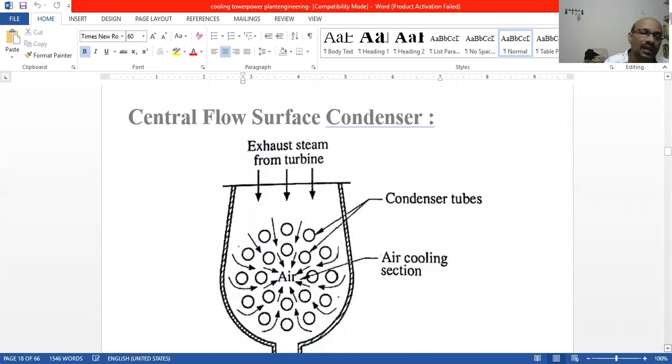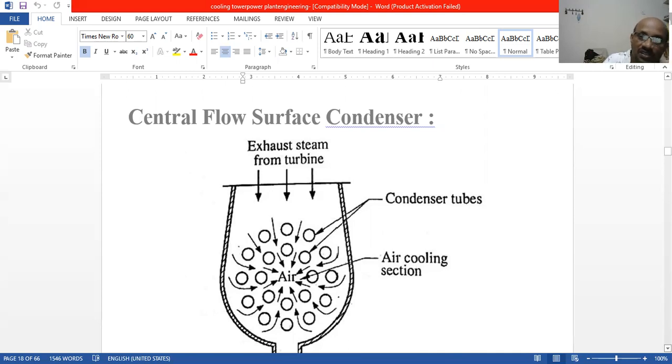Now we will see another condenser, the central flow surface condenser. Same thing: exhaust steam from the turbine, condenser tubes will be there, and in the condenser tubes the air cooling section is separate. The steam strikes the air, and over there we reduce the temperature again. Here the entire shape is different, but the concept is one: we have to remove the heat from the steam.